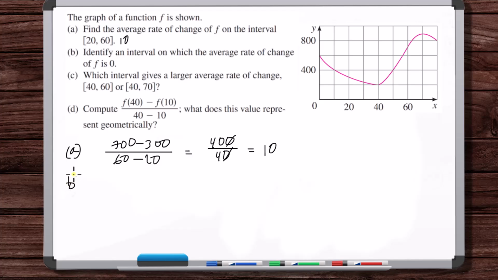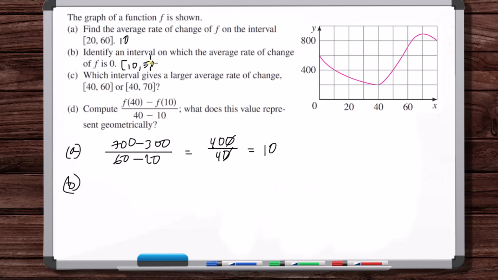Okay, part B. Identify an interval in which the average rate of change of f is 0. Well, from x is equal to 10 to x is equal to 50, right? Even though the rate of change of the curve throughout this interval is not 0, except perhaps here, on average, the average rate of change from x is equal to 10 to x is equal to 50 is 0. So from 10 to 50.